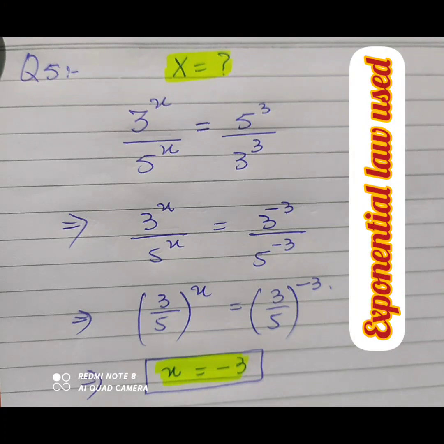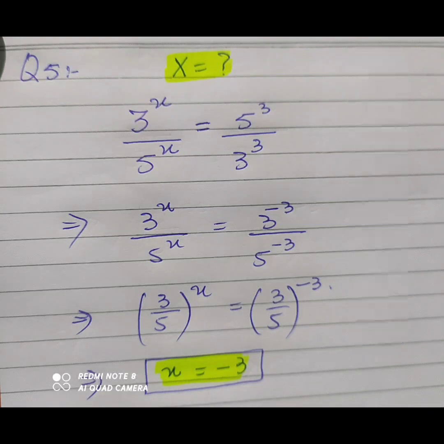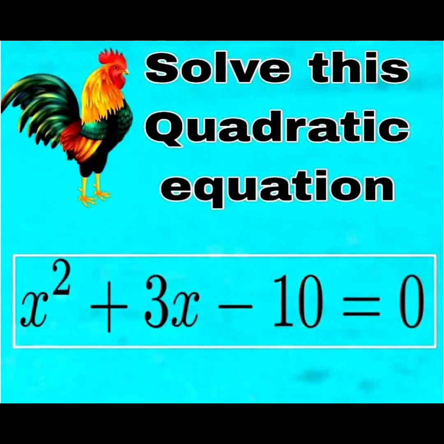We have made use of the inverse law of proportion. So we have written it as 3 over 5 whole power x equals 3 over 5 whole power minus 3, and we have equated the powers because the bases are same on both sides of the equation. So we got the value of x equals minus 3, which is the required answer.